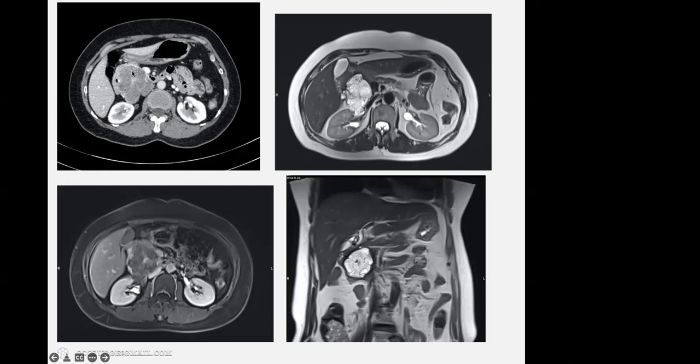And this is CT scan. This is T2 weighted sequence. This is in coronal plane. This is axial plane, and this is coronal plane. Again, this is very important on MRI. You would have multiplanar imaging.